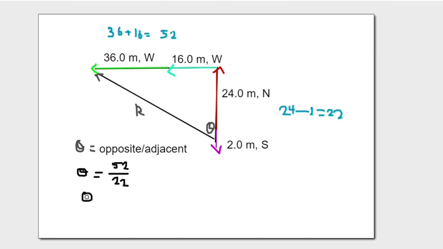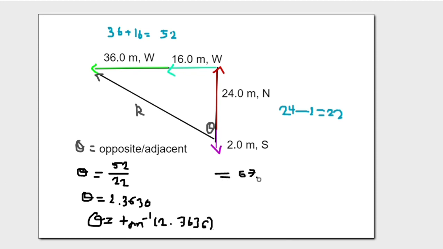The TOA of SOHCAHTOA indicates the tangent of any angle is the ratio of the length of the side opposite to the side adjacent to that angle. Here is the working below. Tangent equals opposite over adjacent. The answer would be 67.1 degrees.